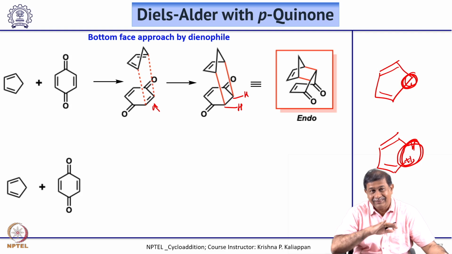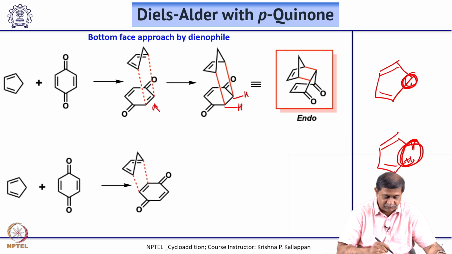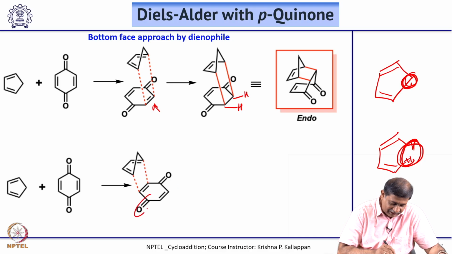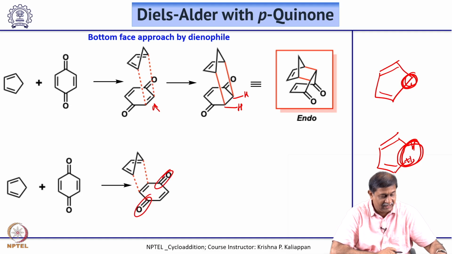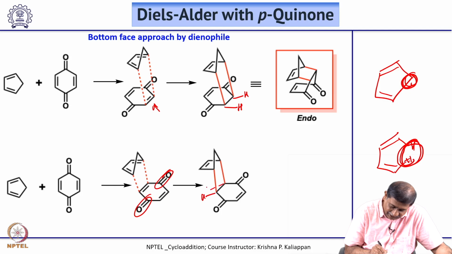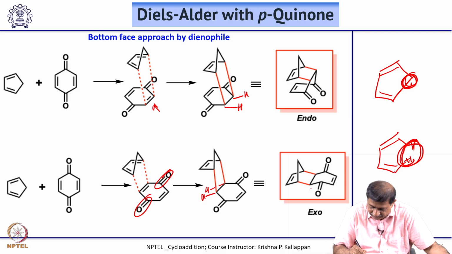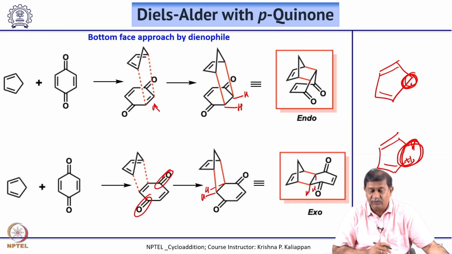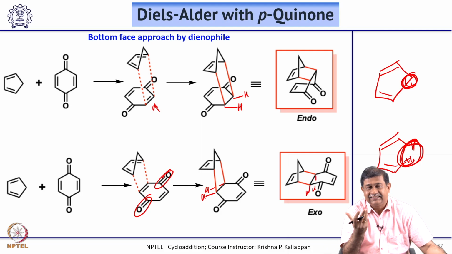The same thing: suppose you have to draw the exo transition state. Like the butadiene case, you write the benzoquinone where the carbonyl group is away from the diene. It is not under the diene, it is away from the diene, and that should lead to this product. Again you can see these two hydrogens are alpha. If you rotate it like this, these two hydrogens will come alpha, and this is the exo product. So using these two examples, you should be able to extend this to any Diels-Alder reaction, how to write the endo transition state and how to write the exo transition state.